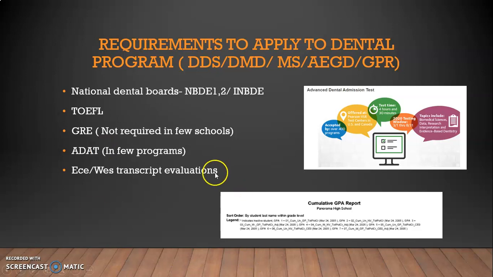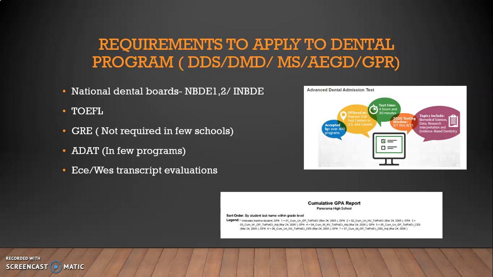And the fifth one, which all of you would be knowing, is your ECE or WES. These are basically the agencies which do your transcript evaluations. So what's a transcript evaluation? Transcript evaluation is for all the international students: your school usually grades or scores you based on their own system, and this agency's evaluation converts it into a GPA based on the US scoring system.